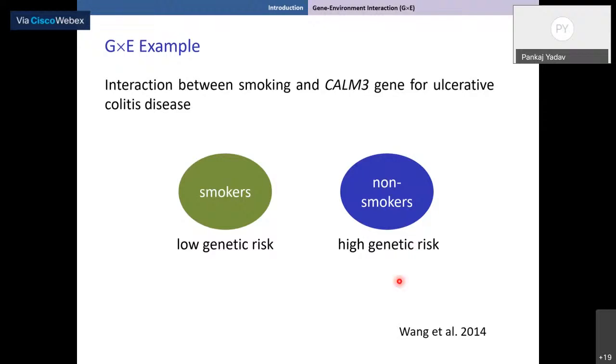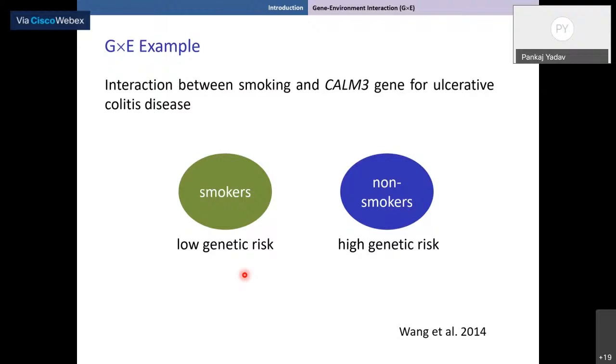And this might be a bit funny also, because smoking is kind of trying to reduce the risk of this ulcerative colitis disease, but this doesn't mean that smoking is good for health, because there are other serious diseases that can happen with smoking, such as lung cancer.